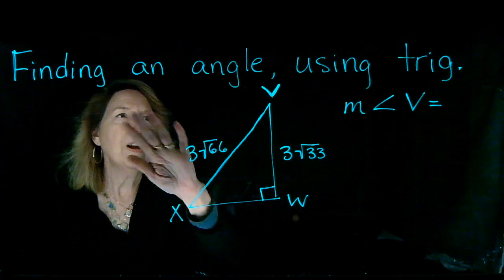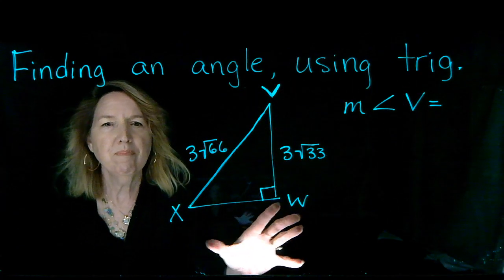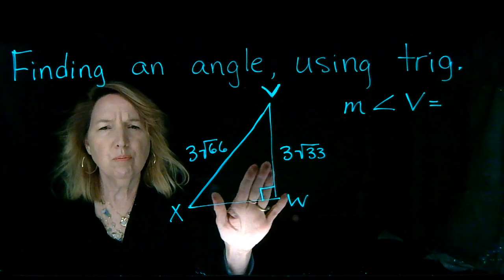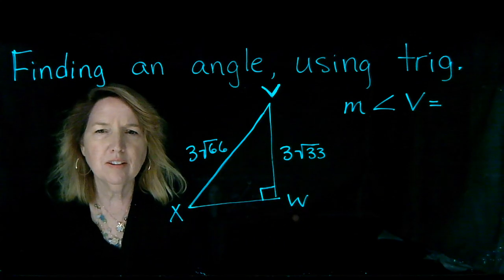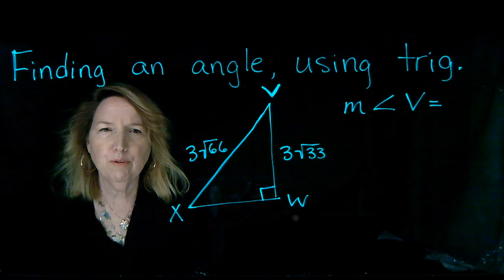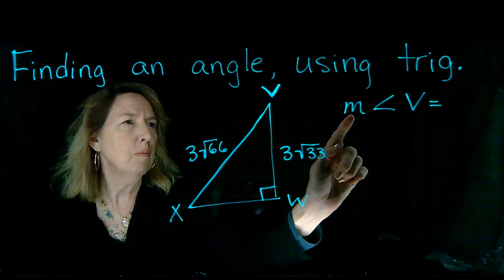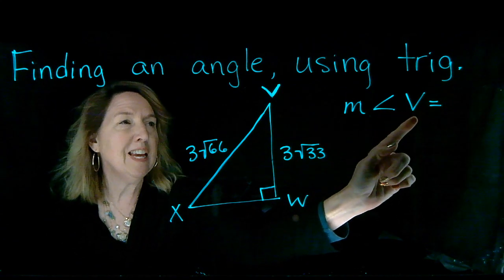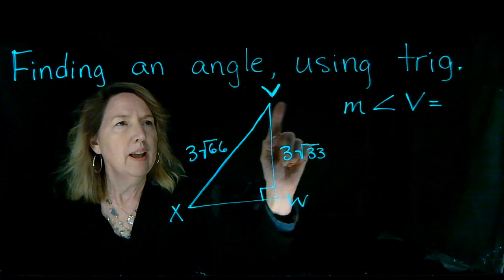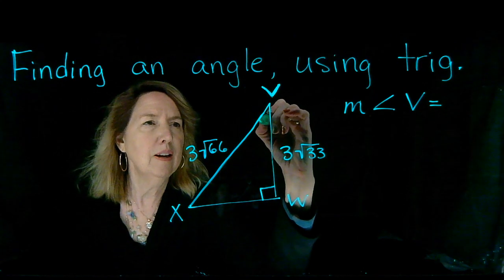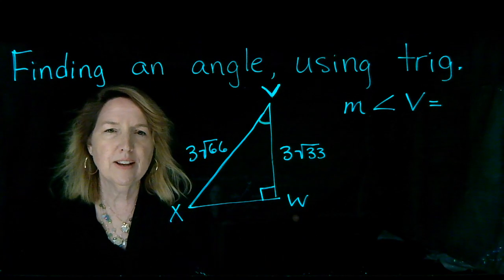Another example, finding an angle using trigonometry. I have a right triangle, some strange side lengths here. Let's see what they're asking for. Over here it says measure of angle V is equal to what? Angle V is up here, so I'm going to mark that. That is our reference angle.